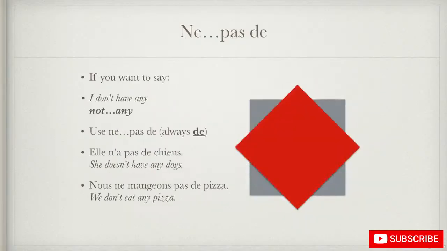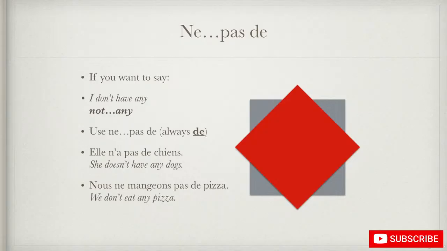Another thing that I wanted to talk about today is the expression ne pas de. So if you want to say I don't have any, or I have none of something, then we would say pas de. So for an example, she doesn't have any dogs. We could say elle n'a pas de chien. She doesn't have any dogs.